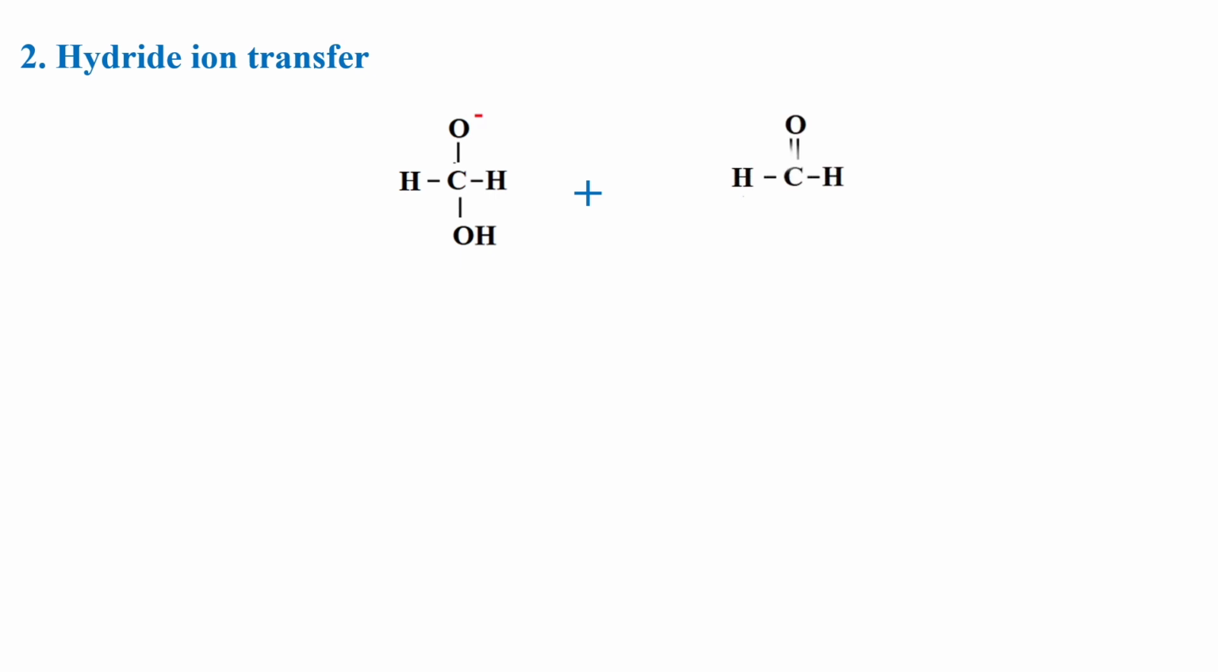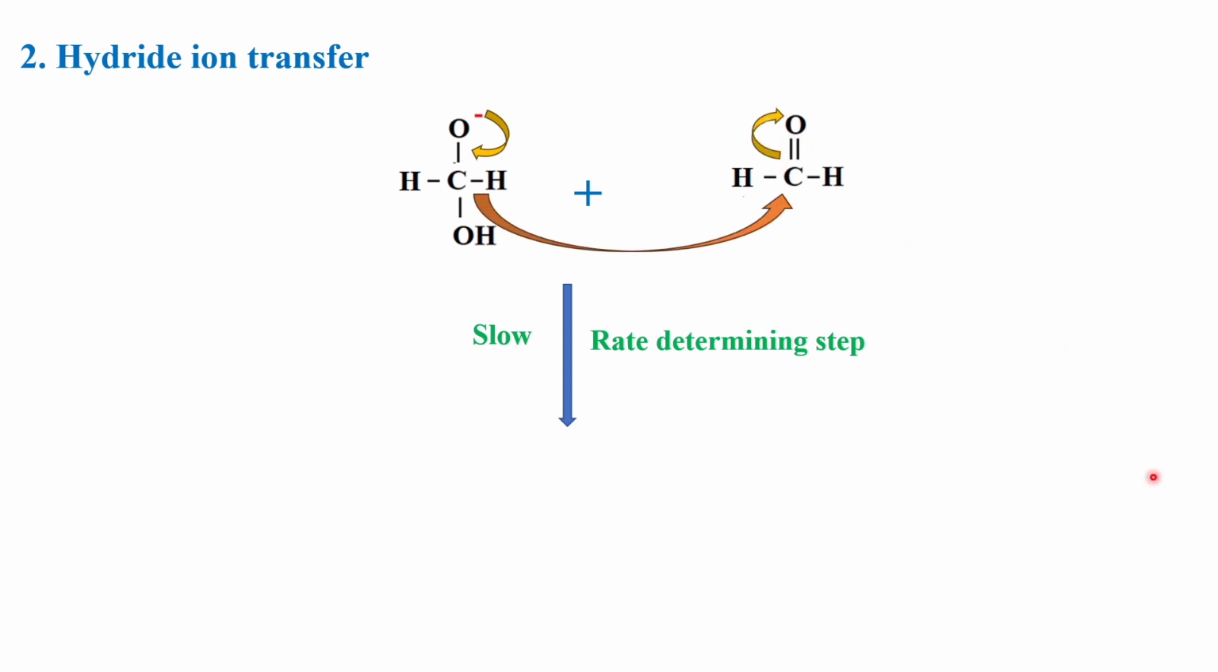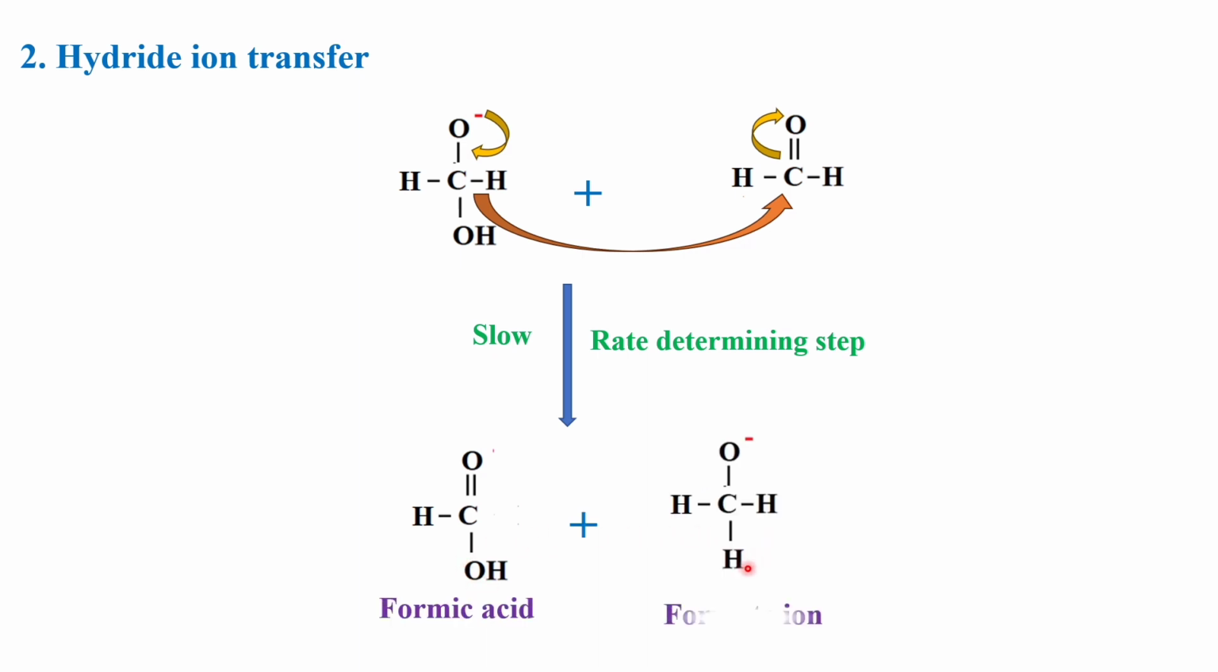Now the second step is the hydride transfer. Here we have taken that alkoxide ion and treated it with another molecule of formaldehyde. This reaction is the slow reaction and that is the rate determining step. Here the hydride present here adds to the carbonyl carbon. The negative charge becomes a bond, and the bond becomes a negative charge. That's why we are getting two products. One is formic acid, and another one is formate ion. So these are the two products obtained in step 2.